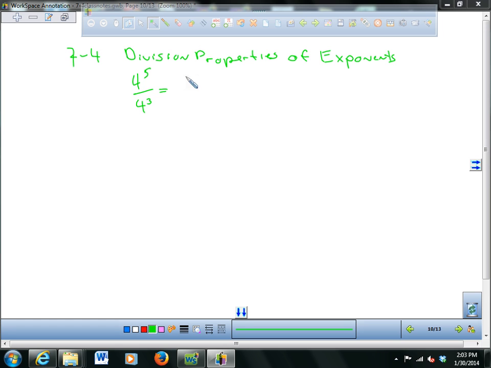So what do you get? What's the answer? 4 to the 2nd, 16. Now, what Michael said, one way he thought about this is he said, I could rewrite this as 4 to the 5th times 4 to the negative 3rd, right? Which is equal to, now I add the exponents, which is 4 to the 2, which is 16.